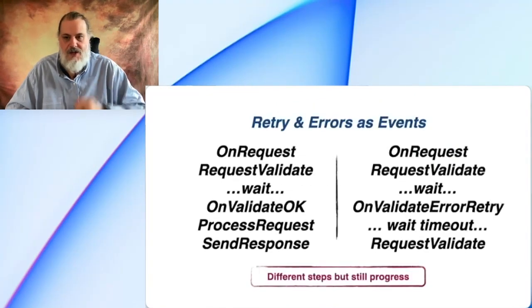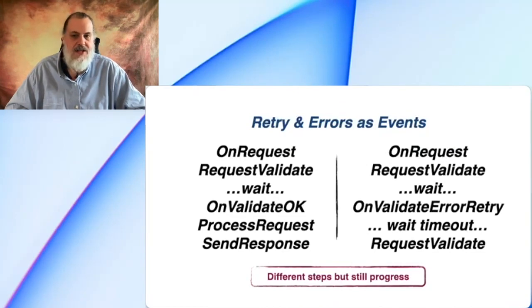So if we look at that now from a little bit different perspective, we'll expand this a little bit. On a request, request to validate, you wait, it's okay, and you process a request, send a response. That's the happy path, right? The not so happy path is not the case where you get an error on the validate and you say, no, can't do that. It's where you get an error that basically says, okay, retry.